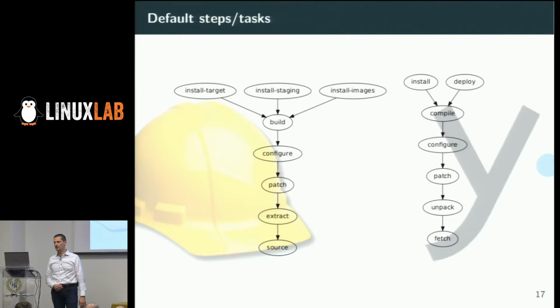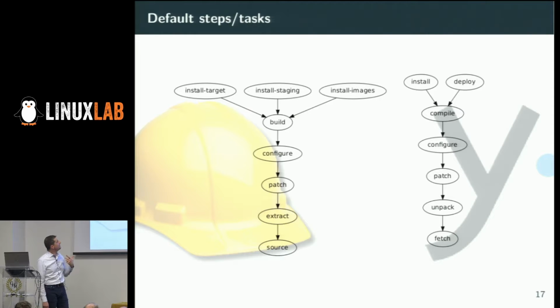All right. So the steps or tasks in the two systems are quite similar. The names are different. Yocto says fetch and Buildroot says source to download the sources. Unpack and extract is unzipping. Patch and configure likely have the same name for once. And then compile or build, it's the actual compilation of the package.